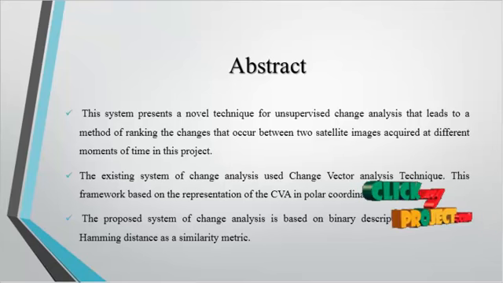The existing systems of change analysis used the change vector analysis technique. That is, this framework is based on the representation of the CVA in polar coordinates. The proposed system of change analysis is based on the binary descriptor and uses the Hamming distance as a similarity metric. The Hamming distance is the most commonly used and most efficient process to determine the distance between the changes that occurred in each and every pixel in the image. Hence, this process is efficient to determine whether the changes occurred in a particular region or not.